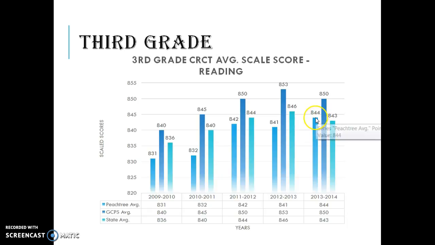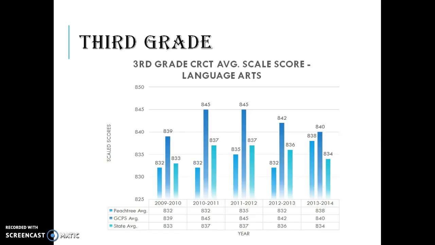You can see that right there, 844, sorry, and 843 is the state's average. For language arts, the third graders consistently scored lower in language arts than both the county and the state, except for the last year, where they were able to surpass the state level.